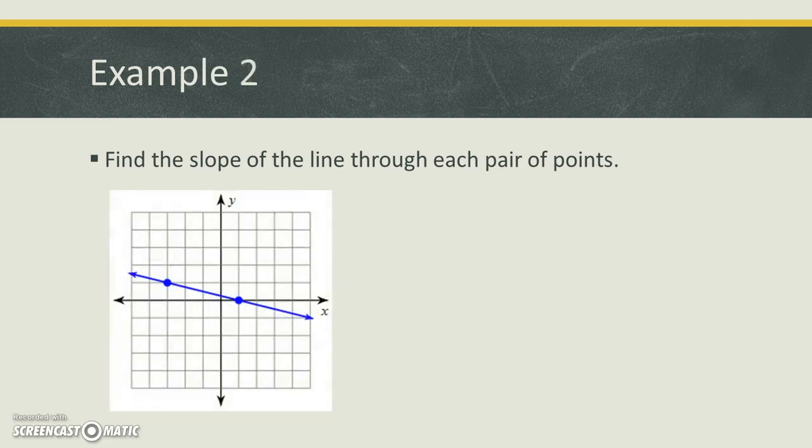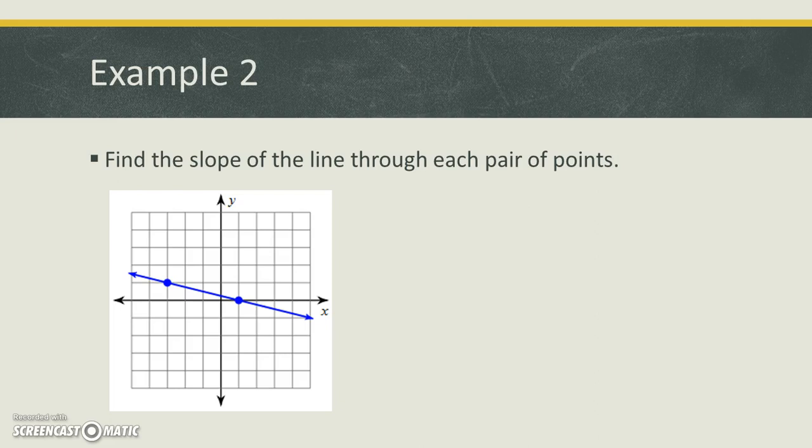Our second example is find the slope given a graph. So what we're looking for is rise over run, so we're counting how much it goes up or down and how much it goes to the right. So we always go to the right. If we go up and to the right, that means it's a positive slope. If we go down and to the right, it's a negative slope.